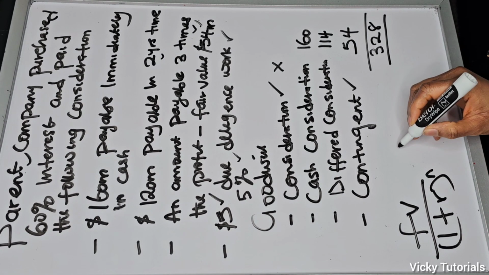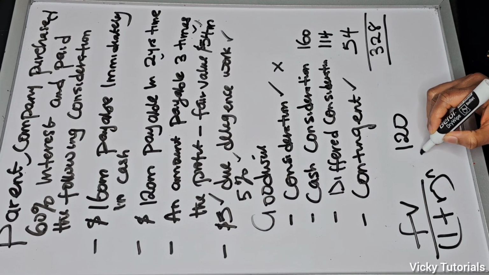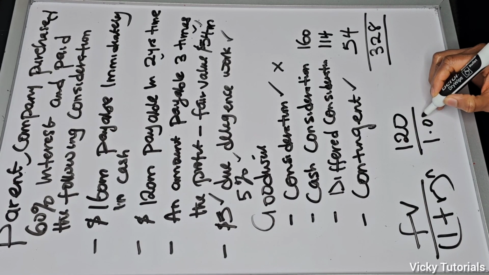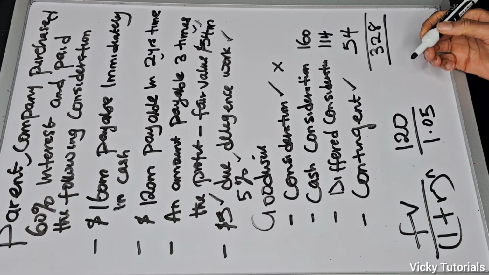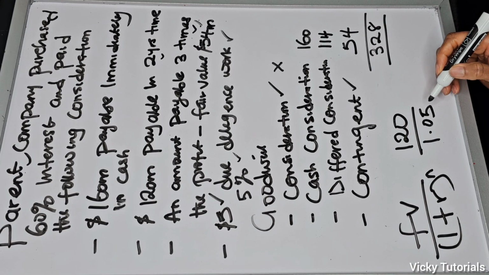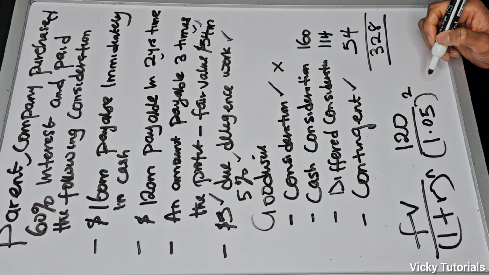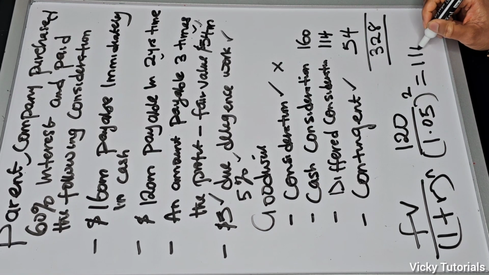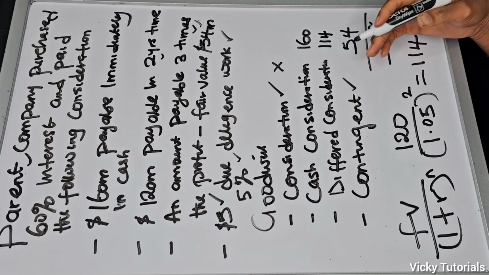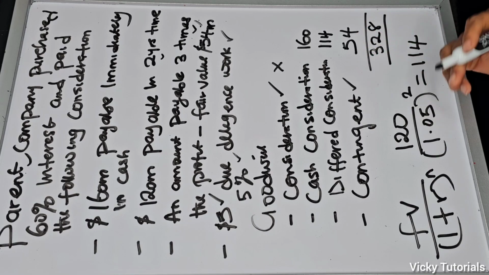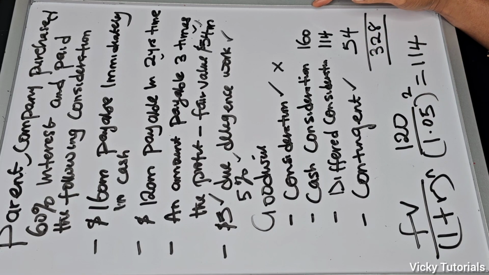In this case, we had 120 million divided by 1.05, because if you divide 5% by 100, it's going to give you 0.05, plus 1. It's going to give you 1.05 to the power of 2. When you put this into your calculator, you're going to get 114. So any amount that is paid in the future is usually brought to the present value at the day of acquisition.